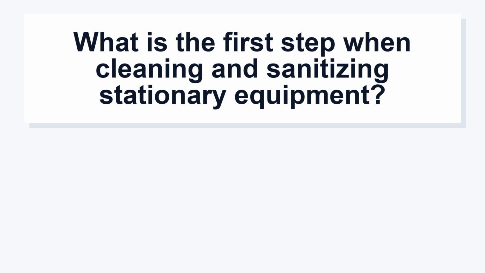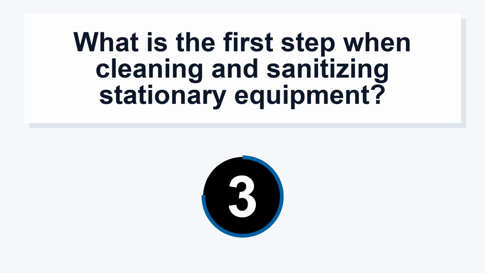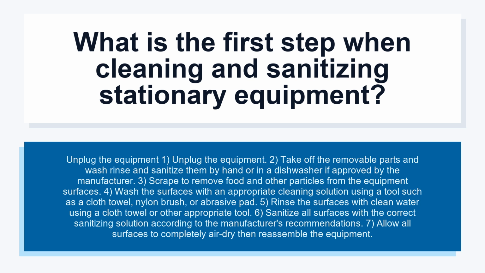What is the first step when cleaning and sanitizing stationary equipment? Unplug the equipment. 1. Unplug the equipment. 2. Take off the removable parts and wash, rinse and sanitize them by hand or in a dishwasher if approved by the manufacturer. 3. Scrape to remove food and other particles from the equipment surfaces.